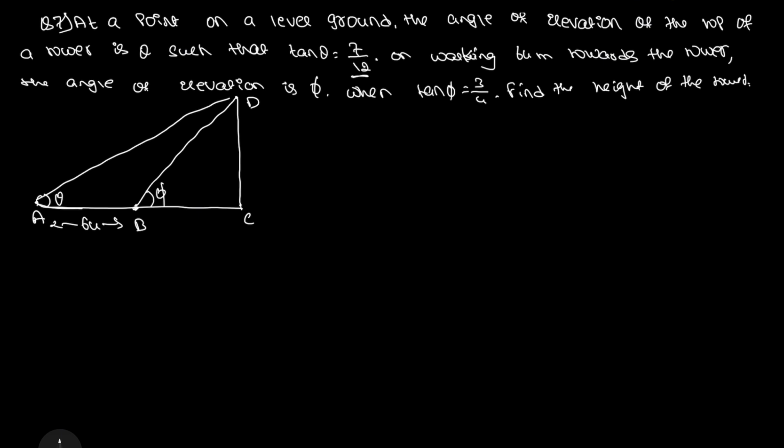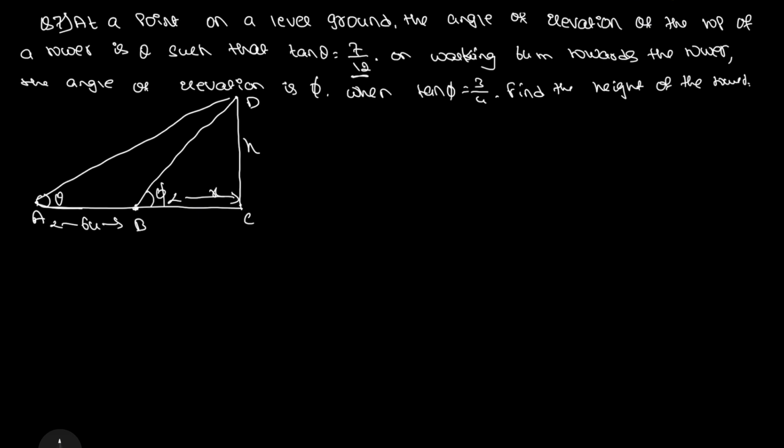So here we have 4 points. The initial point is A, where one person is standing, and after moving 64 meters towards the tower, here we have a point B, which is making an angle of phi, and here CD is the tower. Let the height of this tower be h, because that is what we need to find. And these are the values we have as of now. Let this BC be x. We don't have this distance, so let this be x.